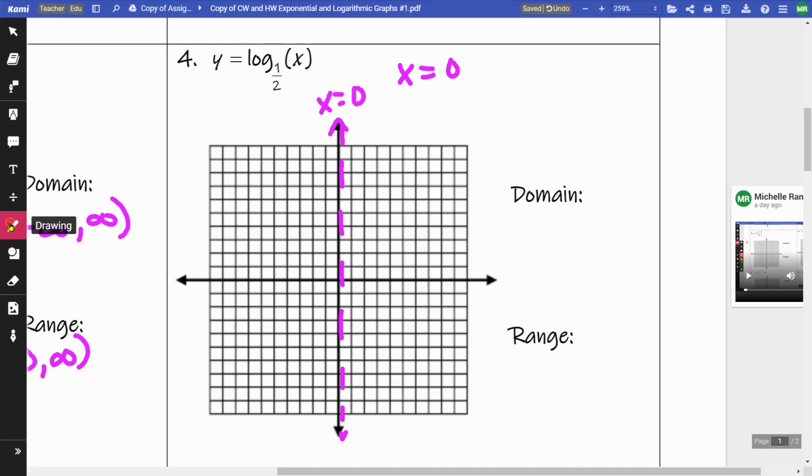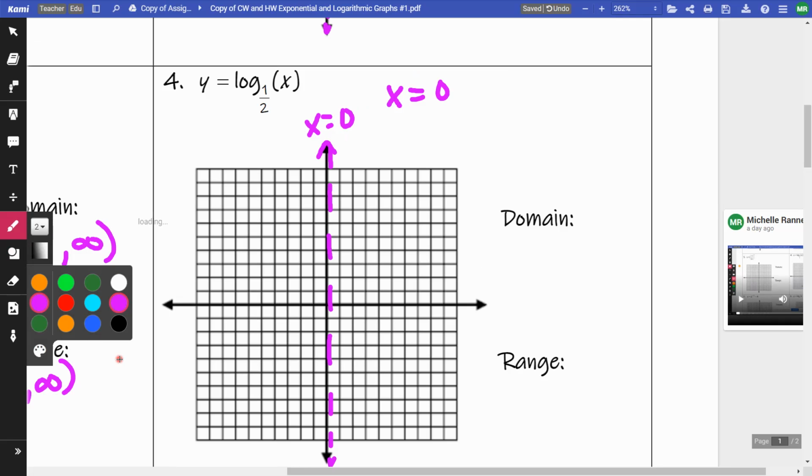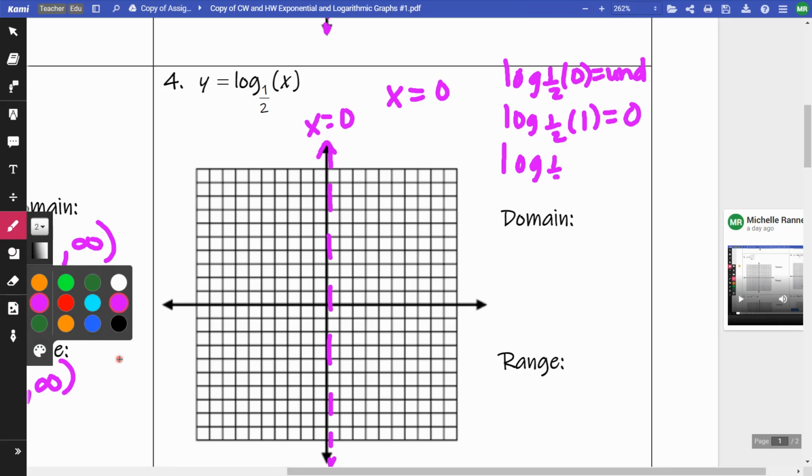And then when I'm doing this, I'm really thinking about taking log base 1/2 of 0, which would be undefined. Okay. If I take log base 1/2 of 1, that's going to be 0. If I take log base 1/2 of 2, that is going to be a -1 because it's going to flip. I'm just going to move down here.